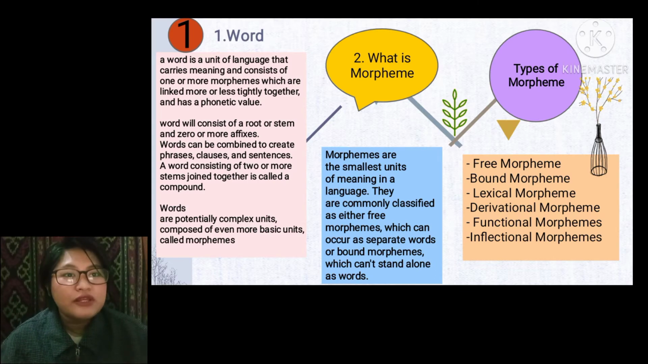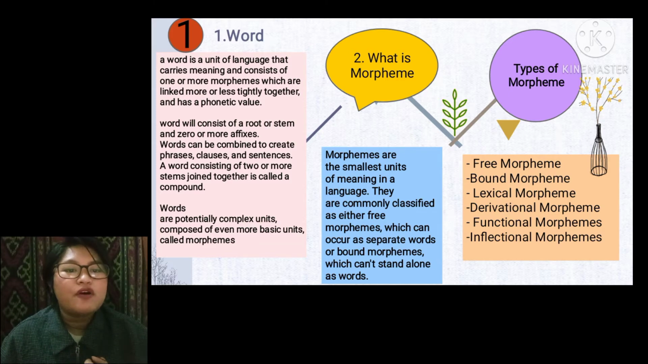A word is a unit of language that carries meaning and consists of one or more morphemes which are linked more or less tightly together and has a phonetic value. A word will consist of a root or stem and zero or more affixes. Words can be combined to create phrases, clauses, and sentences.